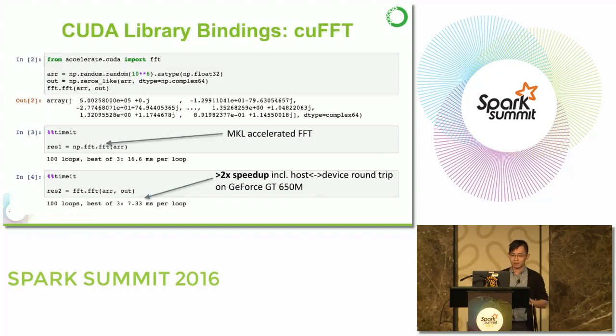Here is a quick demonstration of using Accelerate's FFT binding, comparing, in the middle cell, to the MKL accelerated FFT, and in the lowest cell, to the CUDA FFT. This machine is similar to my laptop, a MacBook Pro. It doesn't have a very powerful GPU, but that already gives me a 2x speedup. And that time includes all the host to device transfers. Host is the CPU, device is the GPU. So all the memory transfer round trip is included. That's very impressive.